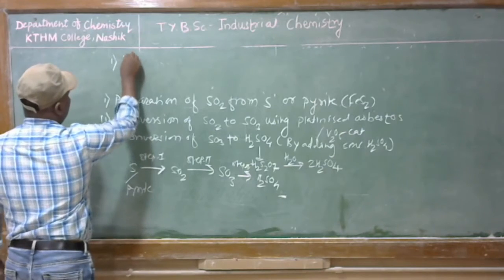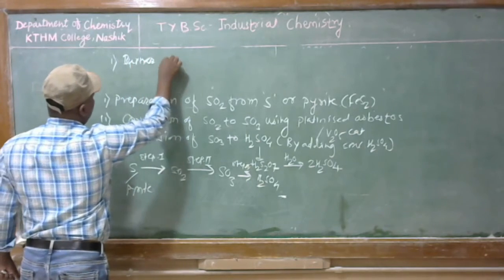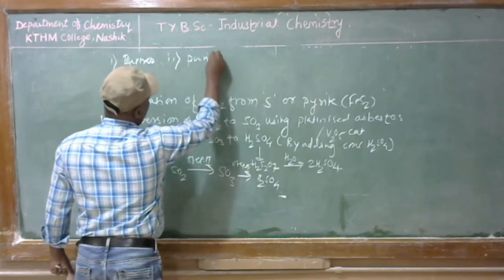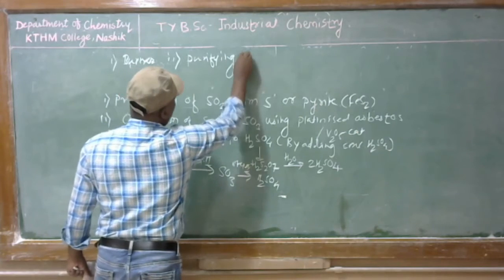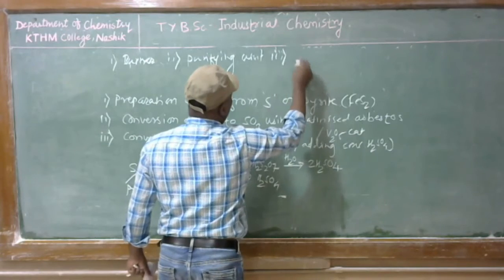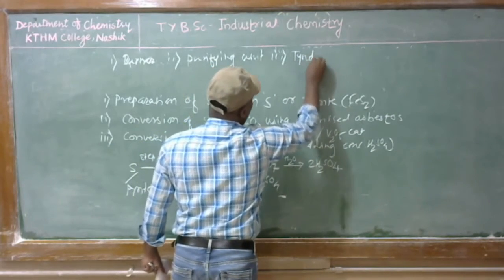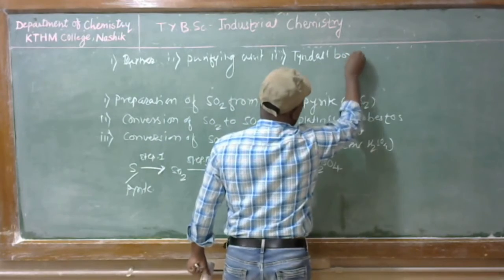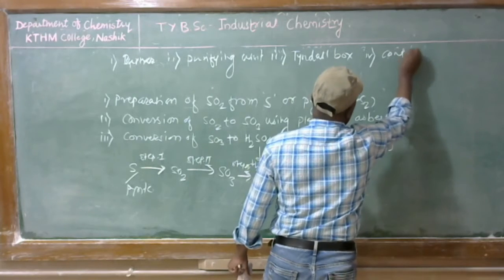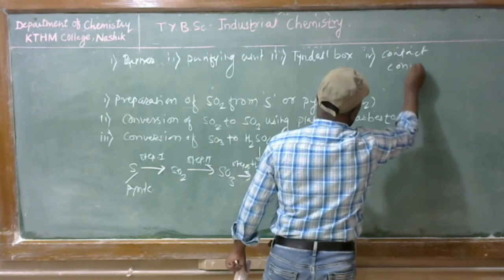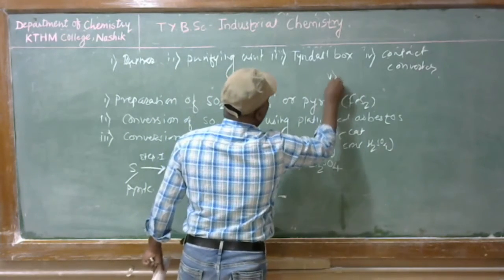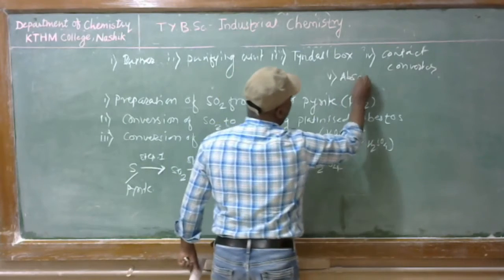First is the burner, second is the purifying unit, third is the Tyndall box, fourth is the contact converter, and fifth is the absorption unit.